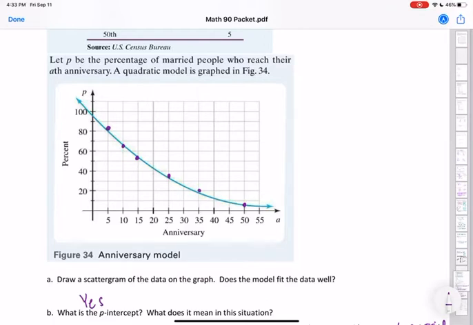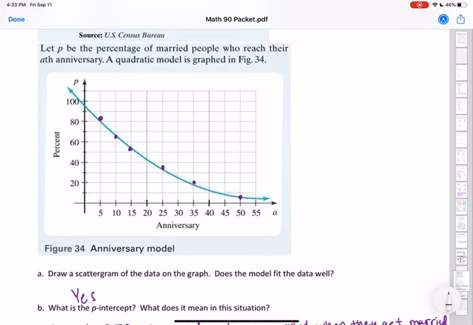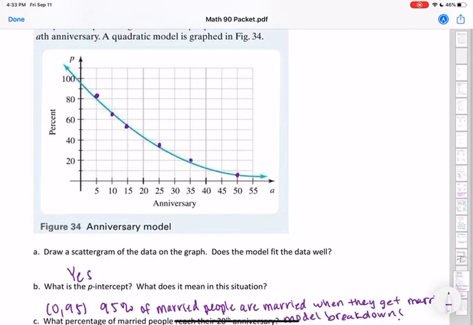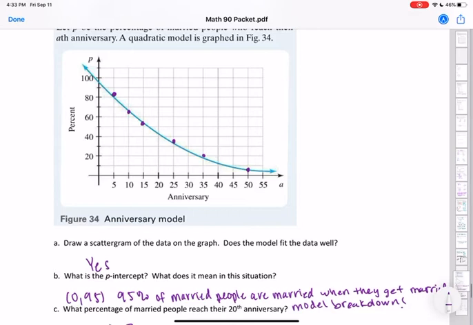So the p-intercept is where it's crossing that p-axis, which looks to be at about 0.95. Now, does that make sense? It does not, because what that's saying is on their 0 anniversary, so the moment that they get married, only 95% of married people are married when they get married. That doesn't make any sense, right? So when things like this happen, it happens quite a bit because it's just an approximation. It's just a model that is a general good overall model, but every now and then the model breaks down. Okay, so when it just doesn't make sense, you just write model breakdown.